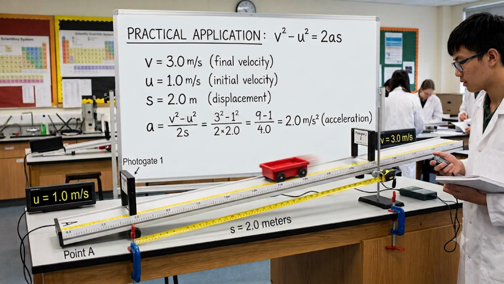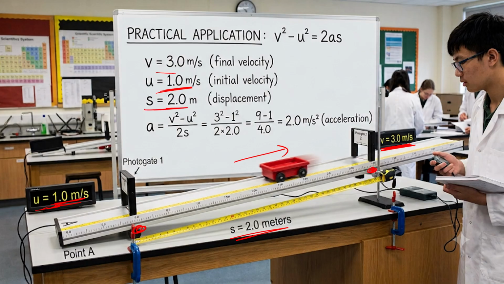We are looking at a practical application of the kinematic equation, v squared minus u squared equals 2as. In our experimental setup, we have a cart moving between two photo gates. Let's look at the data we have recorded. The final velocity, v, is 3.0 meters per second. The initial velocity, u, is 1.0 meters per second. The displacement, s, between the two photo gates is 2.0 meters.